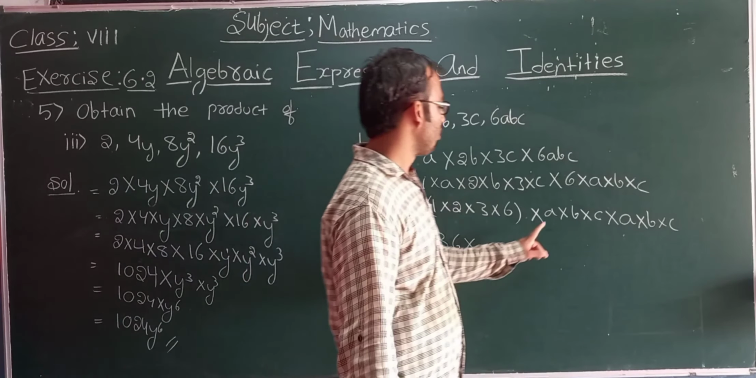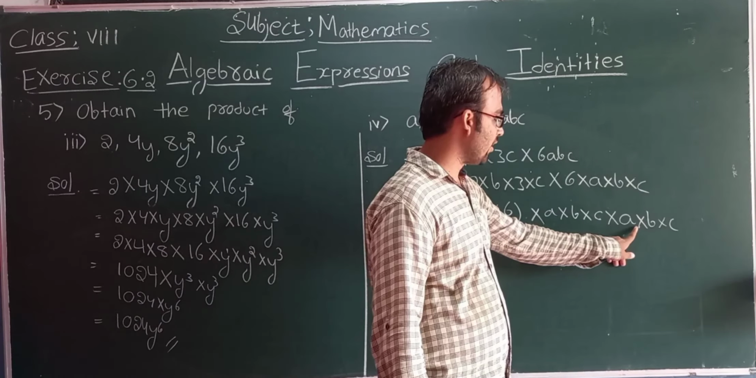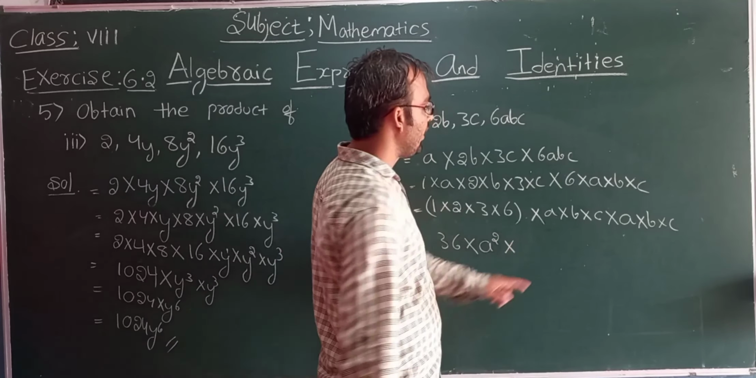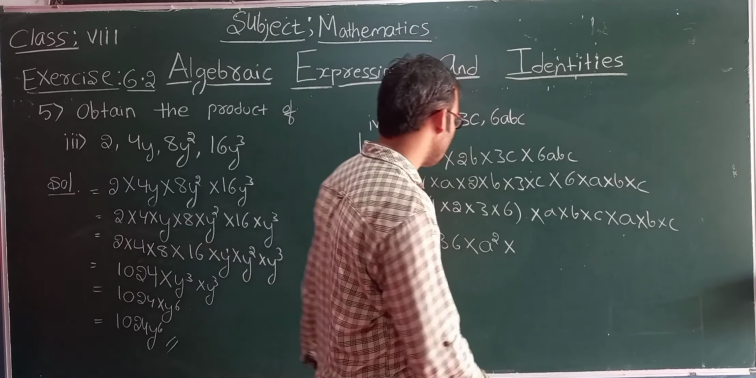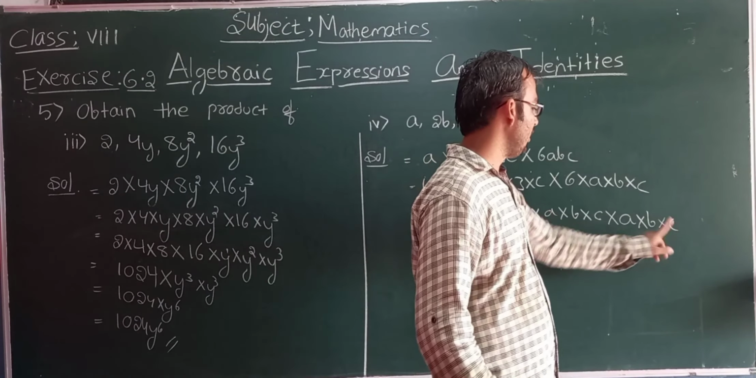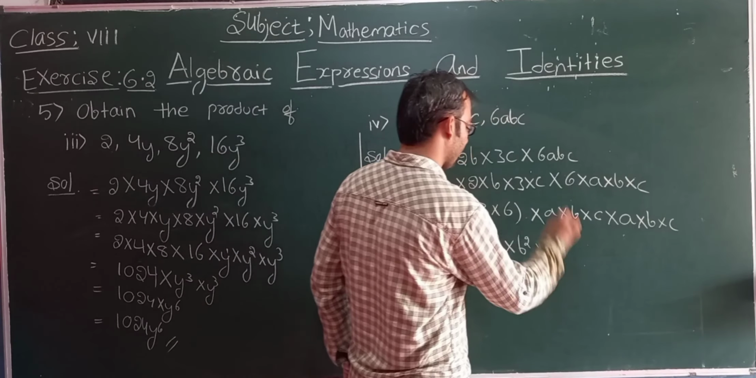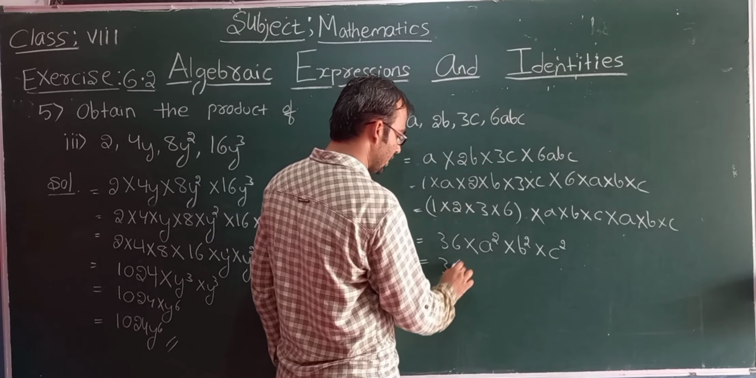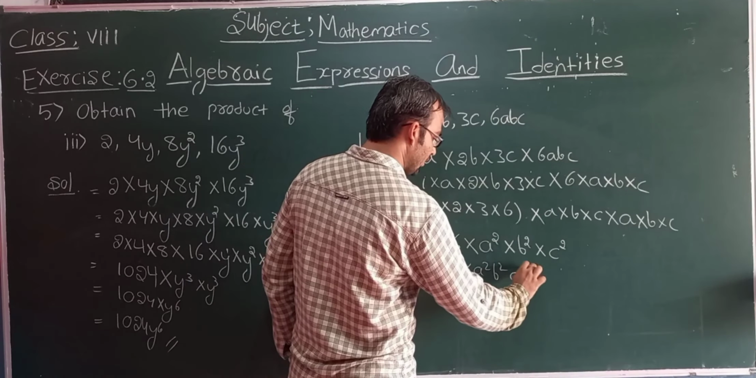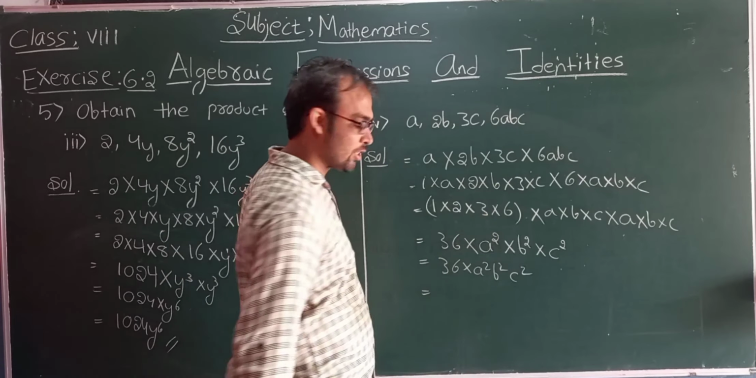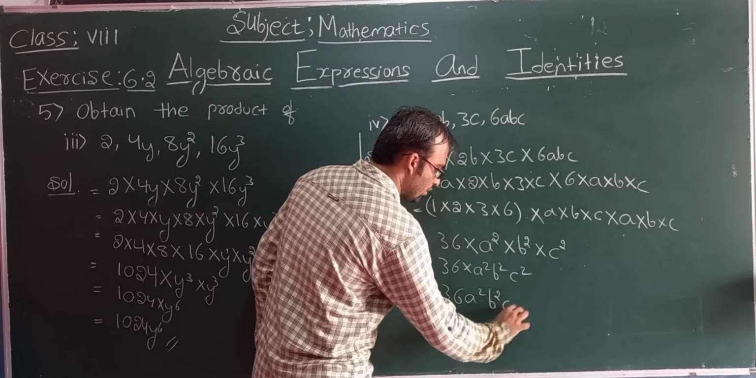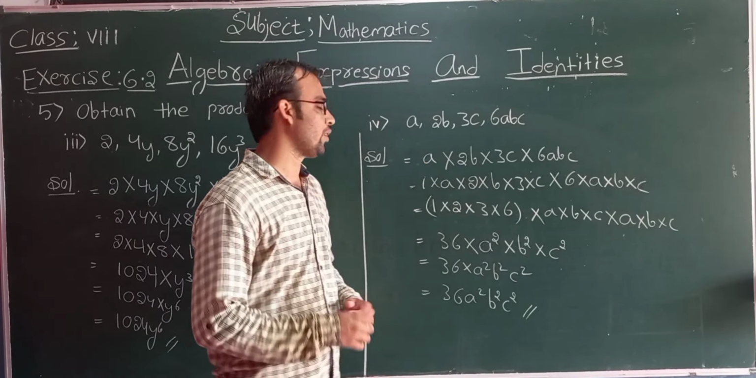Now here a is there, and here also a is there, no? So a into a is what? A square. Into, here b is there, so b into b is what? B square. Into, here c and here also c, so c into c is what? C square. Now 36 into a square into b square into c square is 36 a square b square c square. So this is the solution for the given problem.